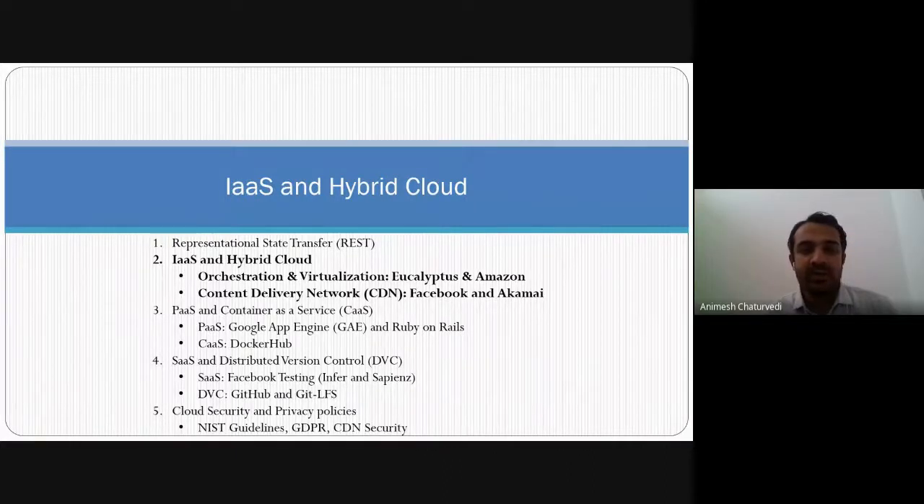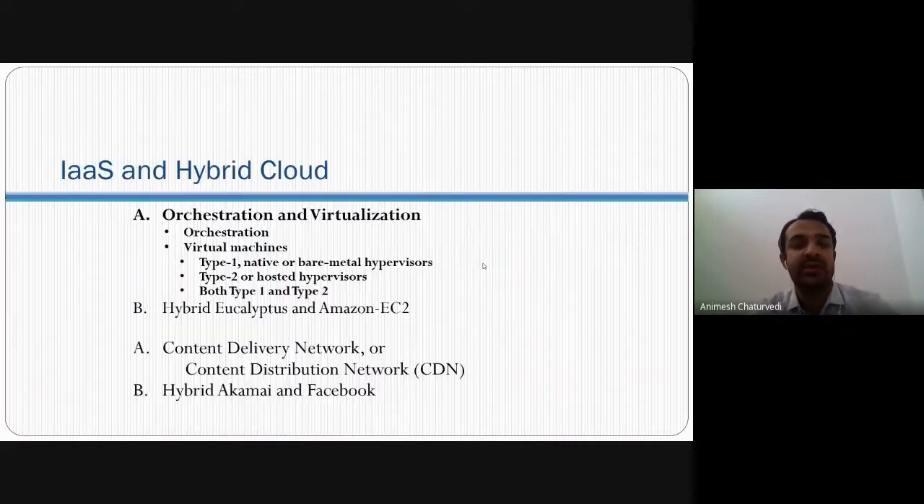Hello, today we are going to discuss IaaS and hybrid cloud, how they work together, and in that we'll discuss orchestration, virtualization, and that too between Eucalyptus and Amazon. Then we'll discuss content delivery networks (CDNs), and we'll see how the CDNs of Facebook and Akamai work together as a hybrid.